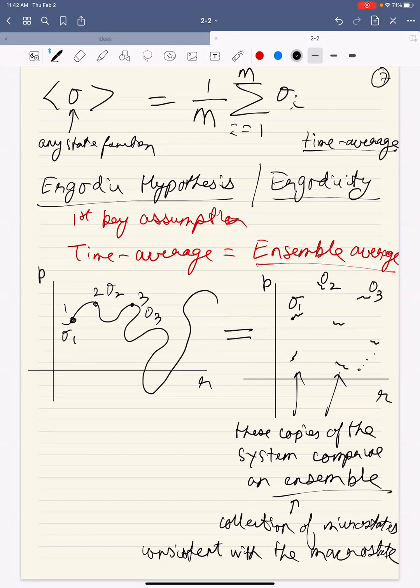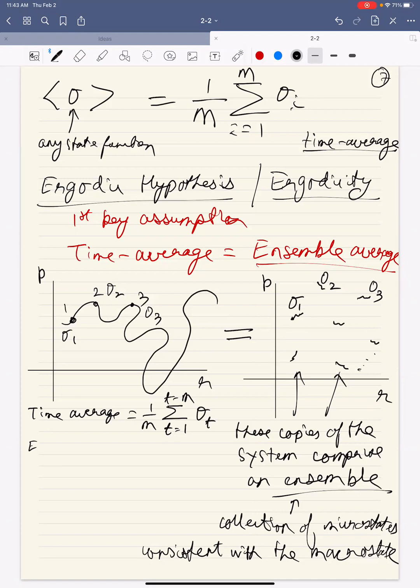So let's become more mathematical about this. So time average was 1 over M, let's call it t. t is equal to 1 to M, and the value of the observable at that time t, right? It's just an index. I changed i with t.